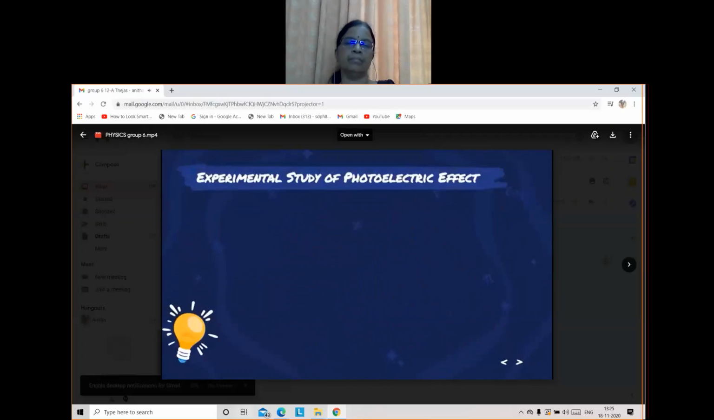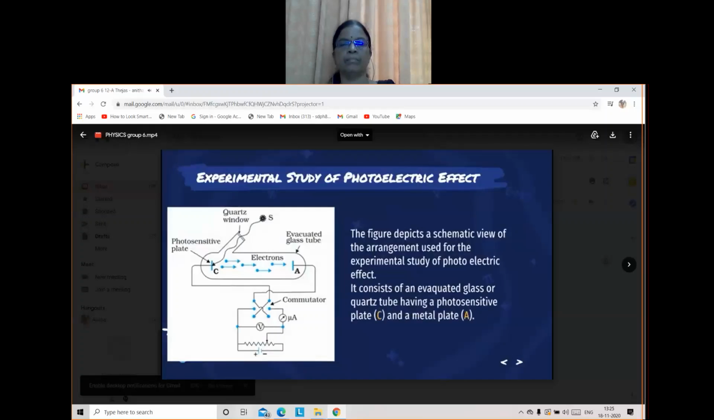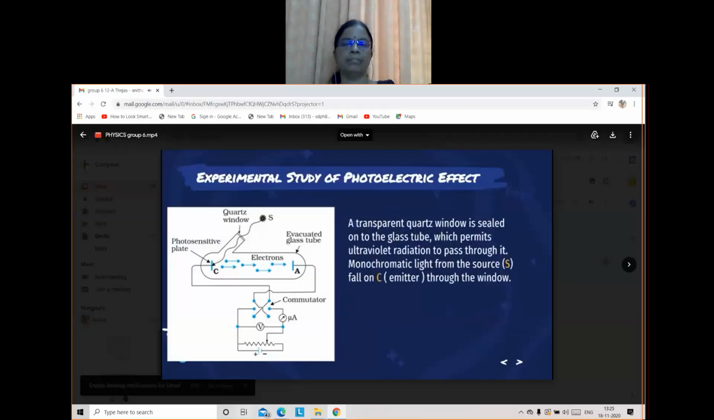Experimental study of photoelectric effect. The figure depicts a schematic view of the arrangement used for the experimental study of the photoelectric effect. It consists of an evacuated glass or quartz tube having a photosensitive plate C and a metal plate A. A transparent quartz window is sealed onto the glass tube, which permits ultraviolet radiation to pass through it. Monochromatic light from the source S falls on C through the window.